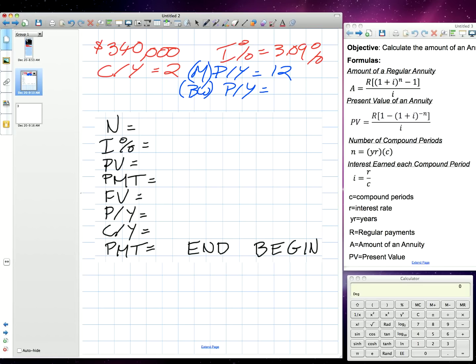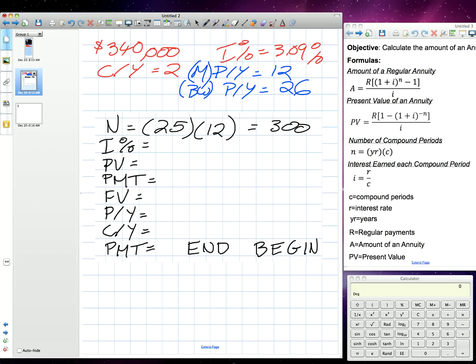So the first one we're going to go with monthly, 12 payments a year. So in your calculator, you can put down 25 years multiplied by the 12 payments a year. Your calculator will figure it out. I think it's 300. Okay, so your calculator will calculate it. It is 300.